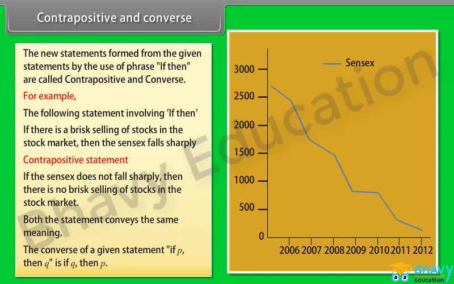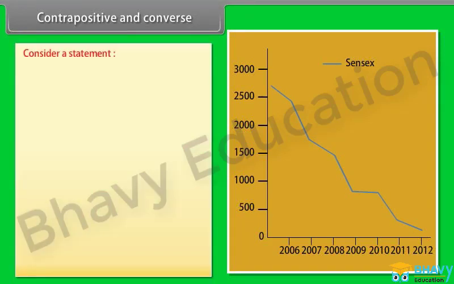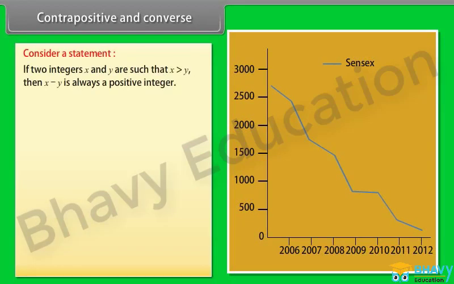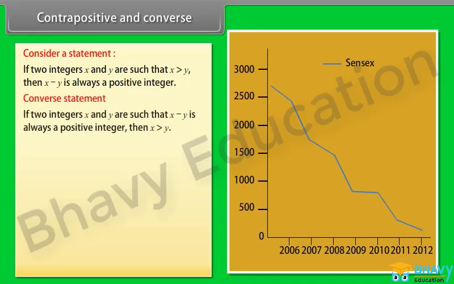Both the statements convey the same meaning. The converse of a given statement, if P then Q, is if Q then P. Consider a statement: if two integers x and y are such that x is greater than y, then x minus y is always a positive integer. The converse of this statement is: if two integers x and y are such that x minus y is always a positive integer, then x is greater than y.